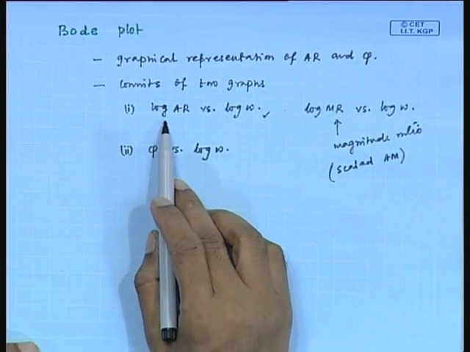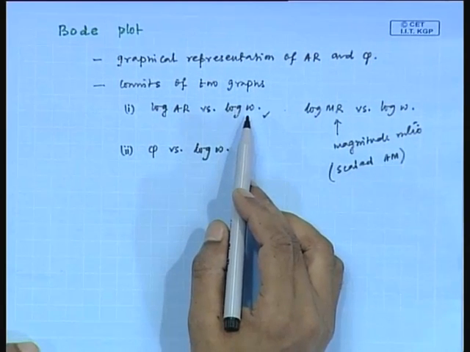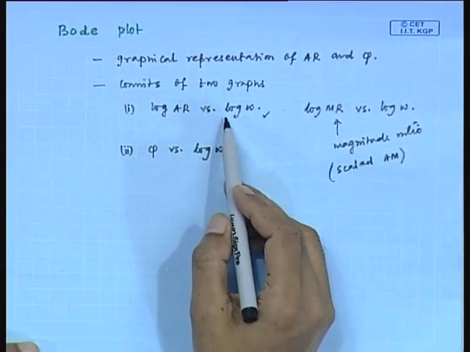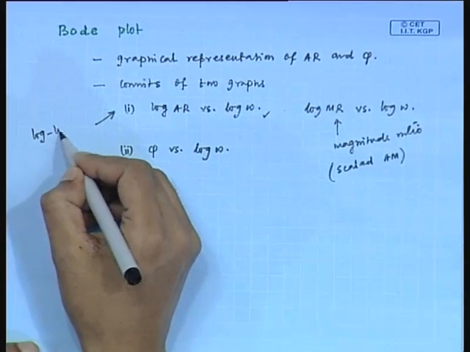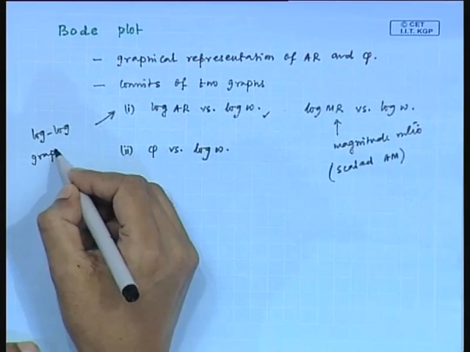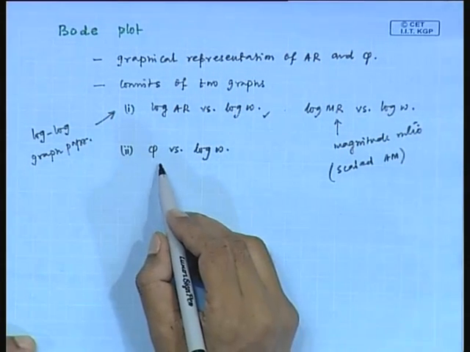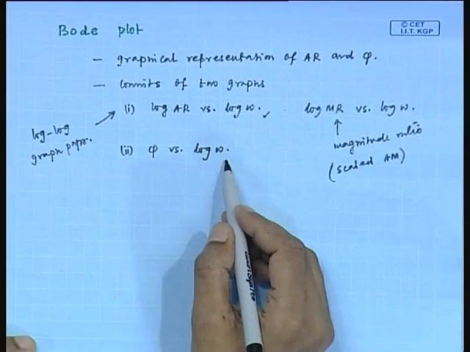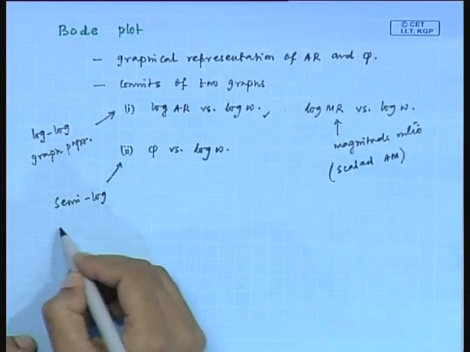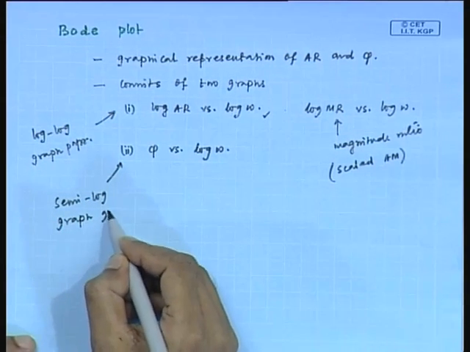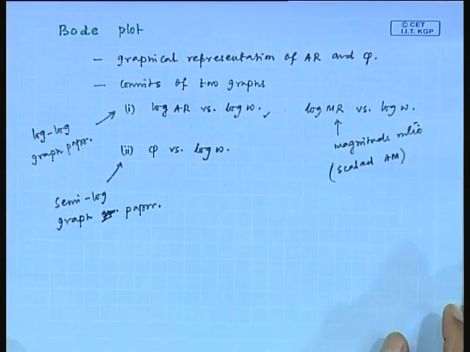Now, since we are interested to plot log amplitude versus log omega, therefore, log graph paper is used for this. So, for the first plot, log graph paper is used, and in the second plot phi is plotted with log omega. So, for this semi log graph paper is used. Fine.